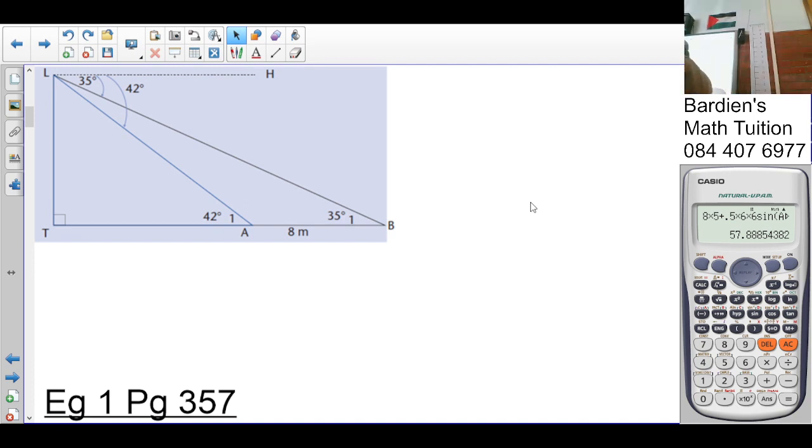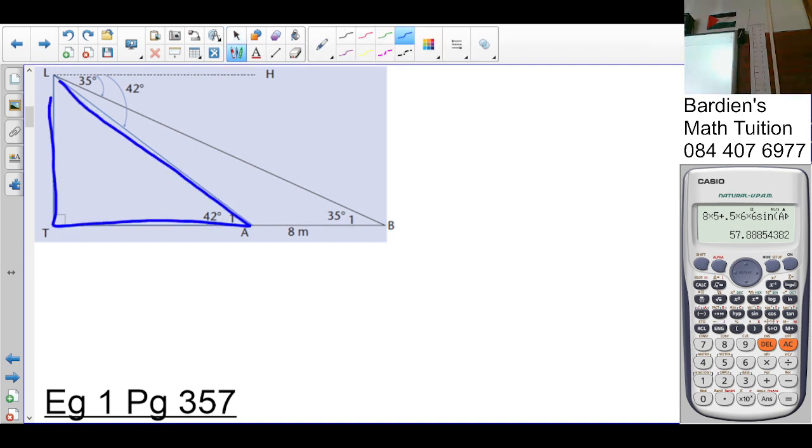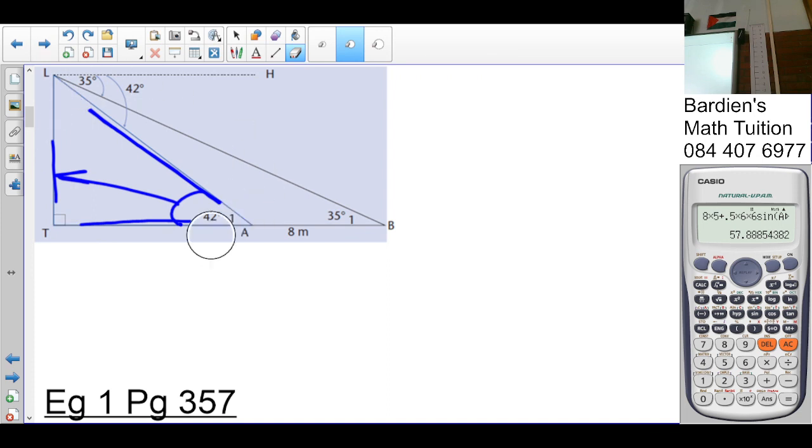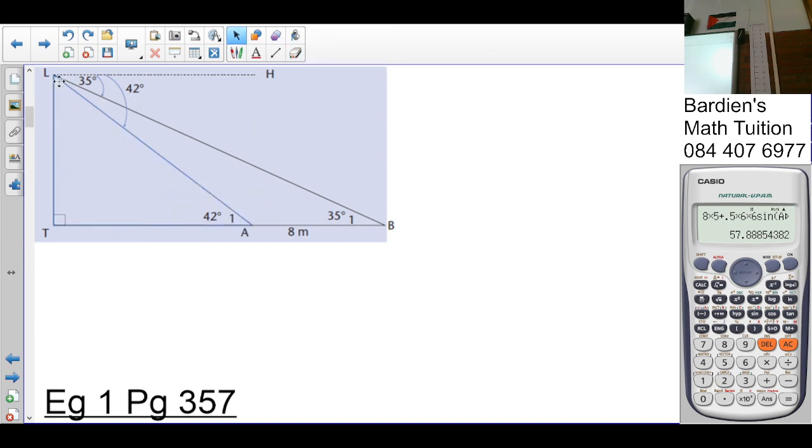Why? Because if I have the LA length, then I can go with opposite and hypotenuse. And which trigonometric function has this opposite and hypotenuse? Sine. Can you see that quickly? So in other words, I'm going to calculate LA first. Yes, Kelsey? Your hand was up.